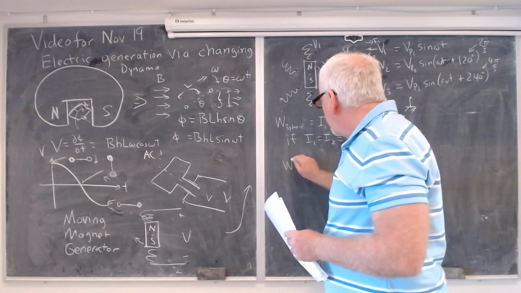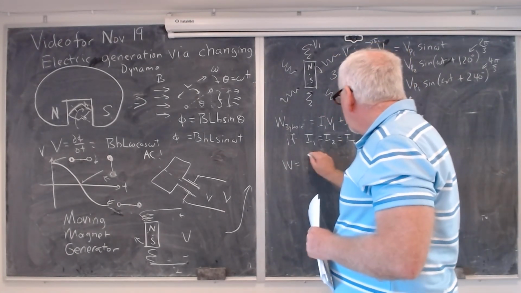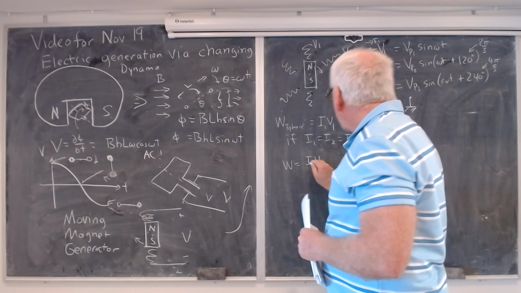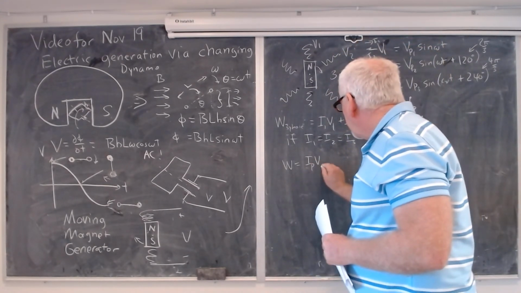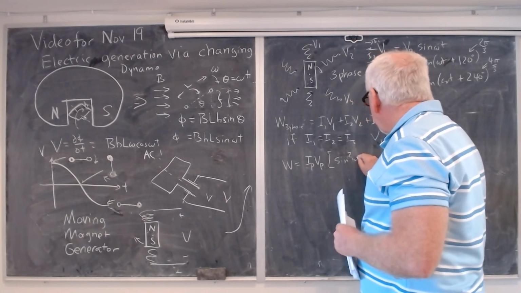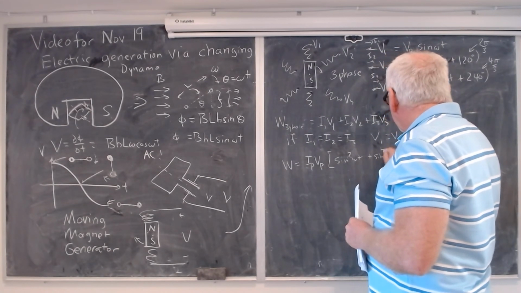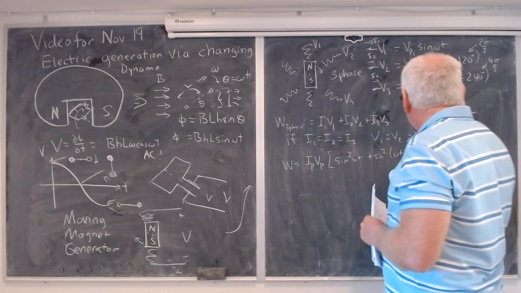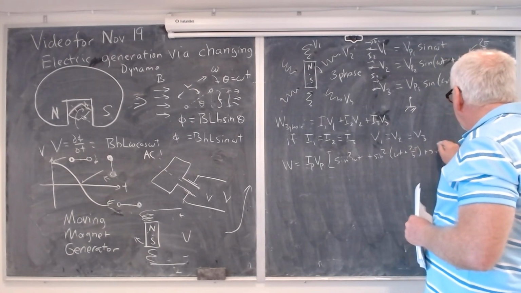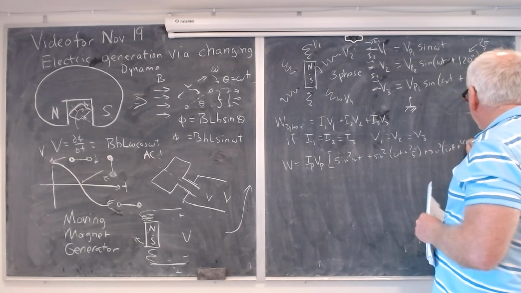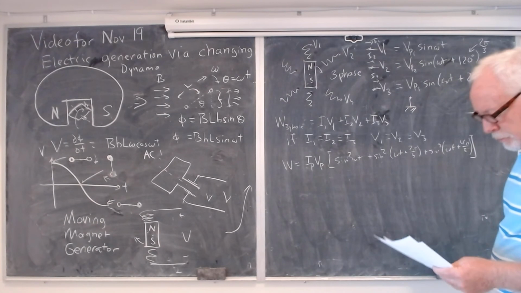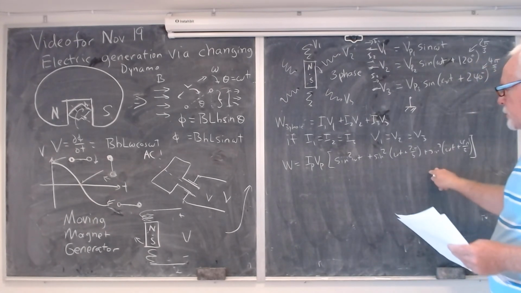Then W, right, is just IV, and I'll write it this way: IP VP times sine squared omega t plus sine squared (omega t plus 2 pi over 3) plus sine squared (omega t plus 4 pi over 3). All right. Now, each one of these is just a sinusoid.